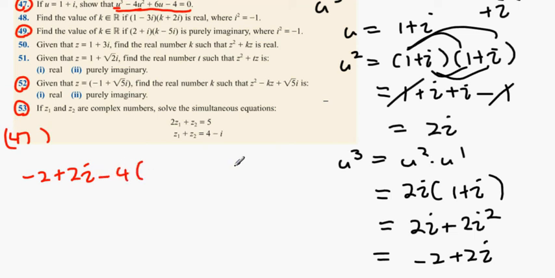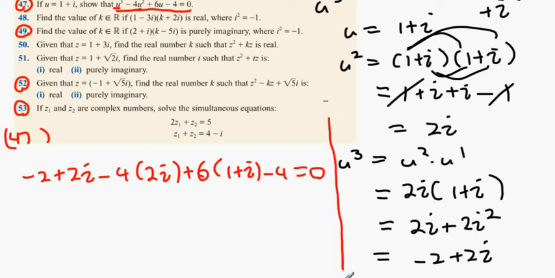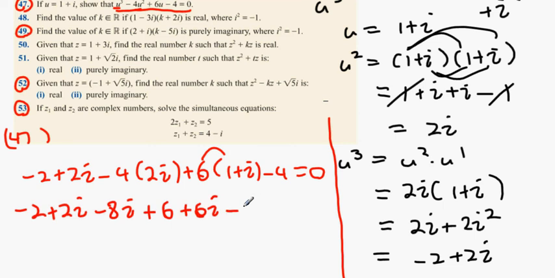And then minus 4 times u squared, so it's going to be minus 4 times 2i. And then we have 6 times u, which is going to be 6 multiplied by 1 plus i. And then finally minus 4 at the end. Now to prove that this whole sum equals 0, the minus 2 plus 2i stays the same. That's going to be minus 8i. This is going to be 6 plus 6i. And then that's going to be minus 4 equals 0.